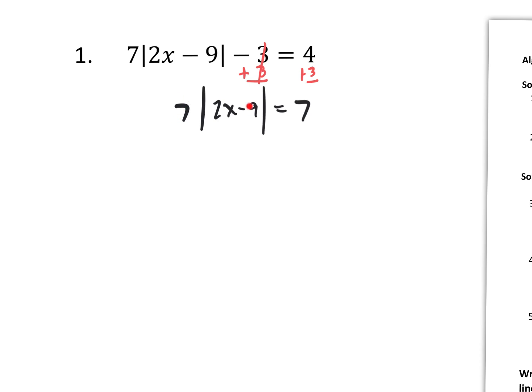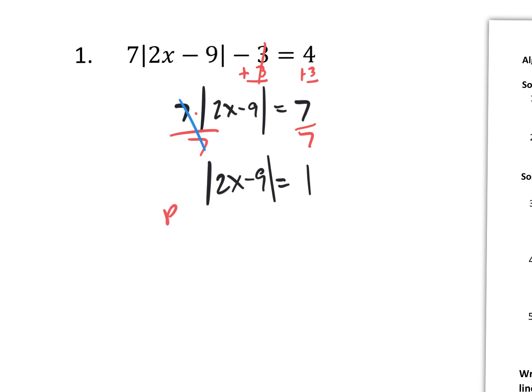Now this is really a 7 times this stuff. And do not distribute. That'd be incorrect. Do not distribute. You need to isolate the absolute value, which means you've got to get rid of the multiplication of 7, which means you've got to do the opposite, divide by 7. So when it cancels, you now have the absolute value of 2x minus 9 equaling 1. And now that's isolated, now you can jump to the positive and negative situations. You guys remember that? Okay.